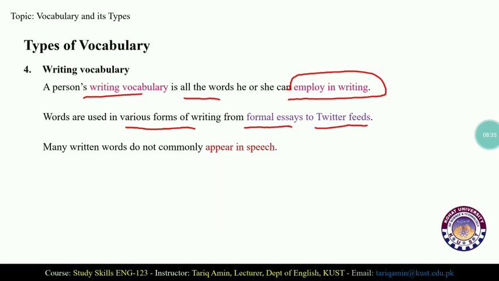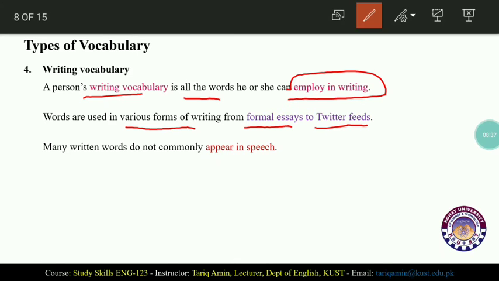Many written words do not commonly appear in speech. Sometimes, yes, there are many words that we employ in speech, but we don't use them when we write something. There are many words that we use when we speak orally with a particular person, but we don't write those words in our writing.